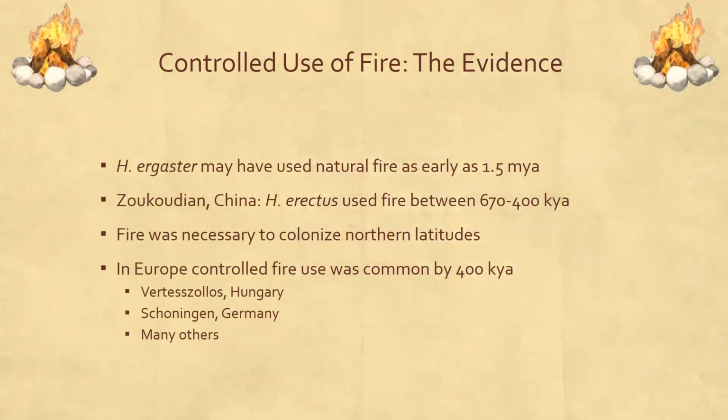So let's begin with evidence for the controlled use of fire. Homo ergaster may have used some natural fires as early as 1.5 million years ago. There is some evidence to suggest that, but this would have been rare and probably not very common.